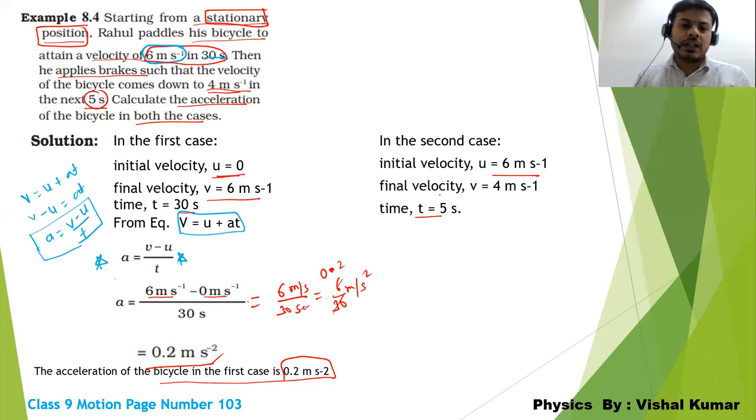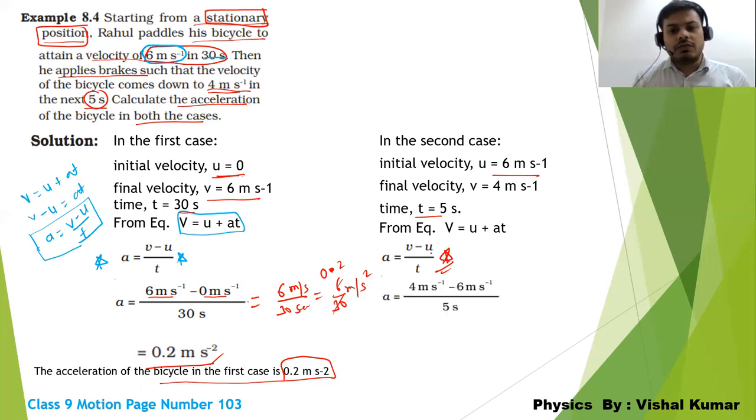Now, similar process with the equation v is equal to u plus at. We go with the same process and get the formula of acceleration: a is equal to v minus u by t. Now put the values of v, u and t in this equation and go with the calculation part, and you will get the answer.